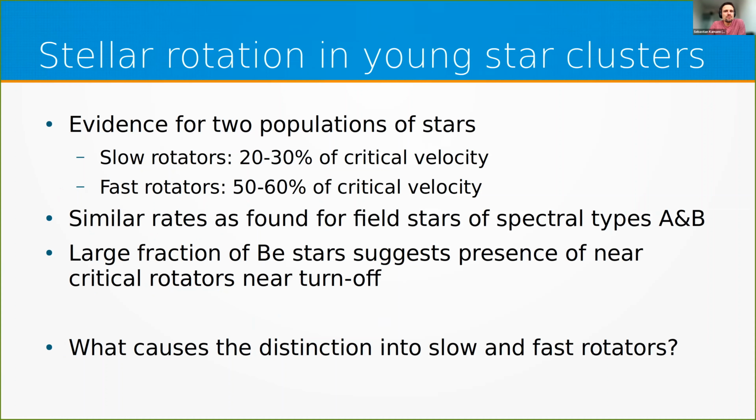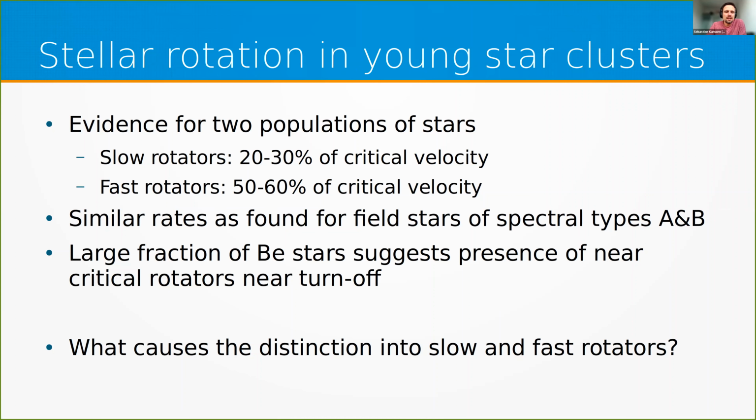All right, so what have we learned from the observation of the stellar rotation in young star clusters? So indeed, there seems to be evidence for two populations of stars. So we have slow rotators, which seem to be rotating with of the order of 20 to 30% of the critical velocity. And then the fast rotators have 50 to 60% of the critical velocity and seem to make up the majority of the stars in each cluster. And especially for the fast rotators, we find similar rotation rates for field stars of the same spectral types. But then still the large fraction of BE stars suggests maybe still the presence of near critical rotators near the turnoff of the clusters.